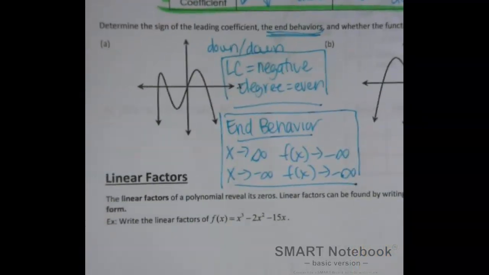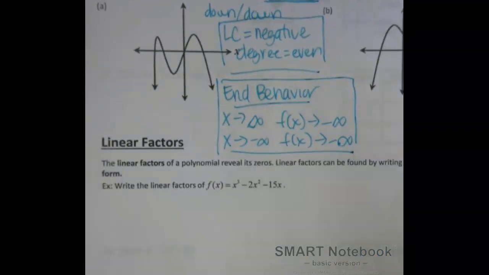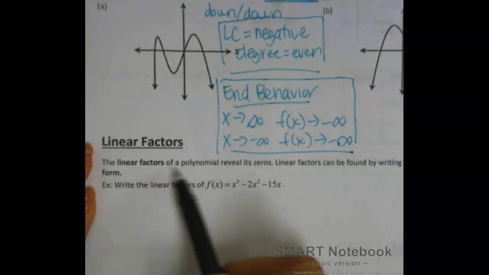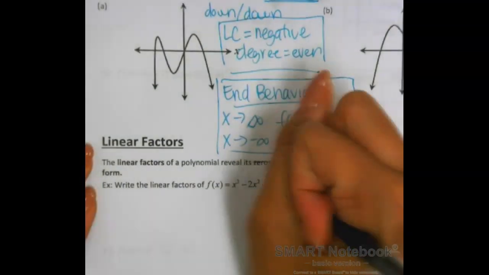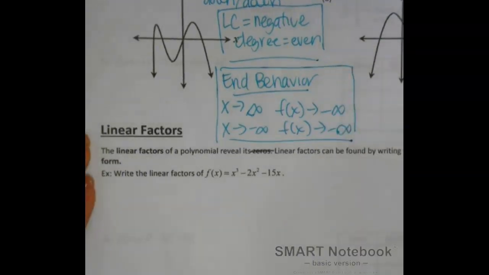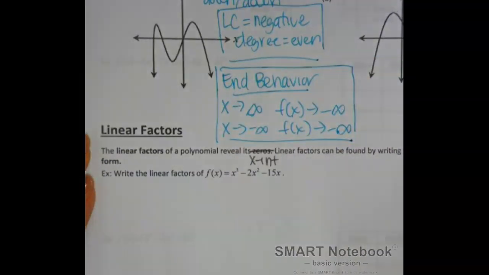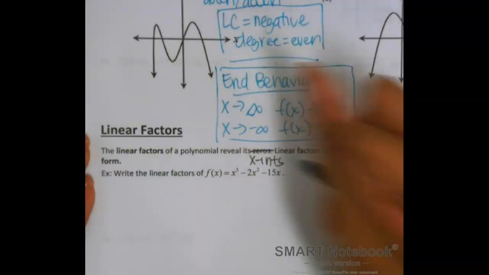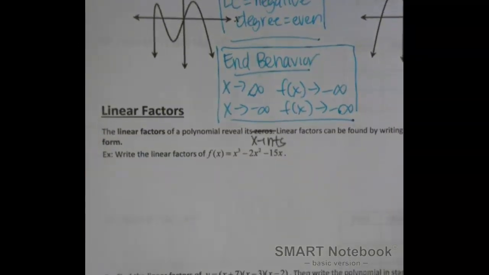All right, next part. So end behavior talks about literally what happens at the far ends of your graph. Let's talk about a linear factor. Linear factors says a linear factor of a polynomial reveals its zeros. Maria, what's another word for zero? Roots. What's another word for roots? Your x-intercepts. So for this, you're going to talk about really just your x-intercepts. So linear factors, guys, is a fancy way of asking for your x-intercepts or roots.